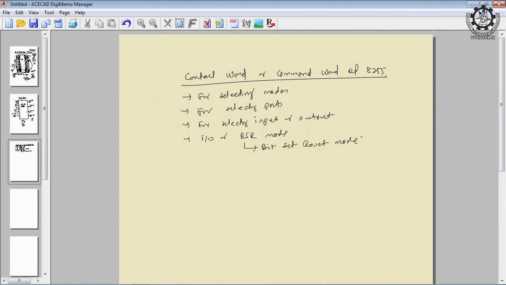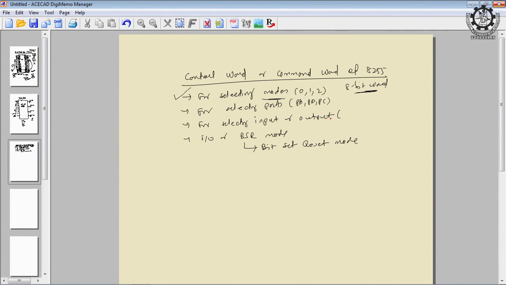So, okay. The control word, or we call this the command word, of 8255 is again an 8-bit word, usually stored in the accumulator. The accumulator is of 8 bits, right, and here also the command word is of 8 bits. It is used for selecting the modes. What are the modes? Mode 0, mode 1, mode 2, and it is selecting the ports PA, PB, PC, and it is also used for selecting whether it is an input port or an output port.